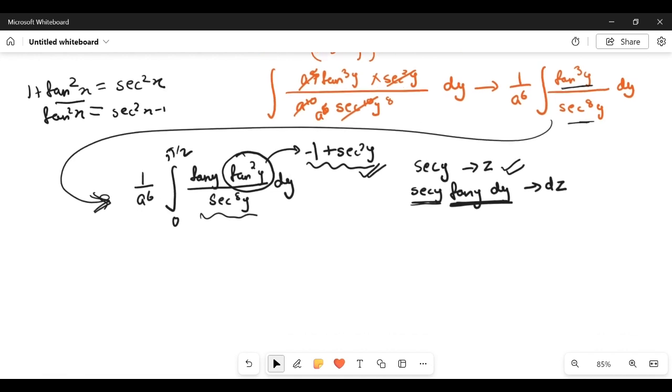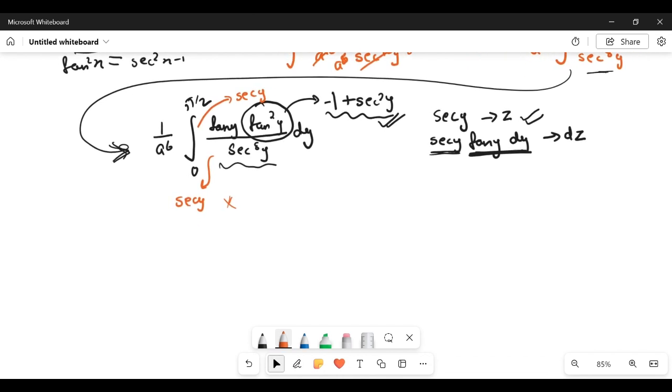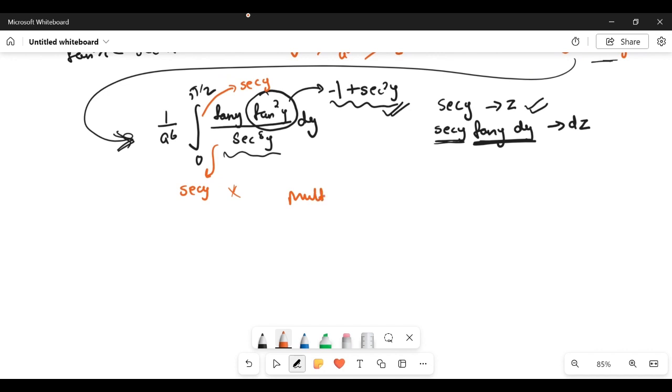Actually, what I wanted to say is that we need to multiply the numerator, because I want a term of sec y here. I said it in the opposite manner, denominator first, but no, I want a sec y term in the multiplication. So let's multiply the numerator and the denominator by sec y.